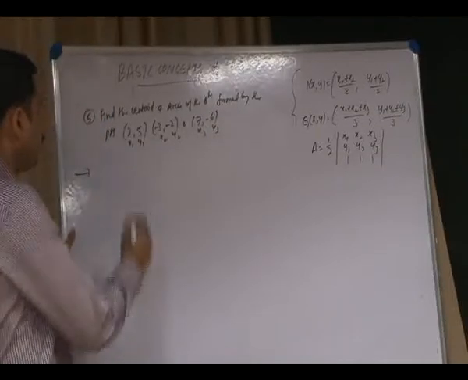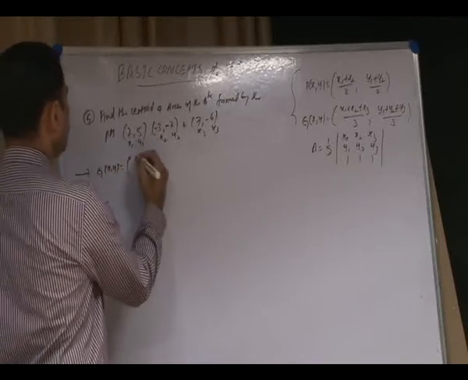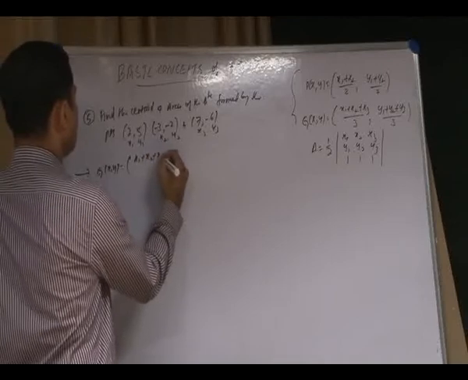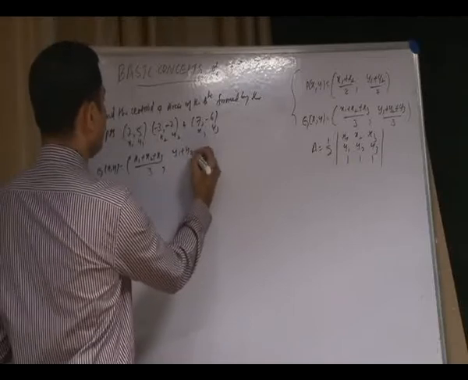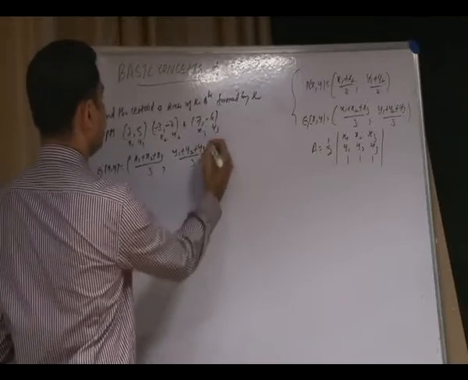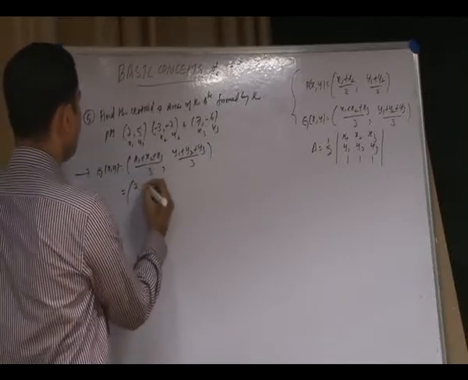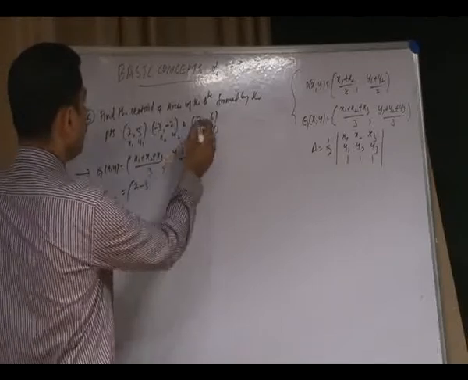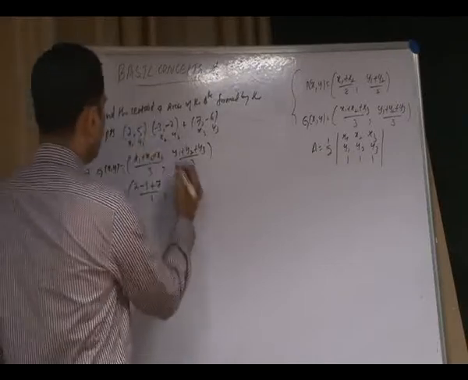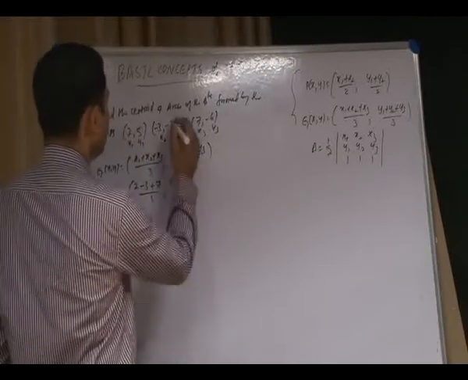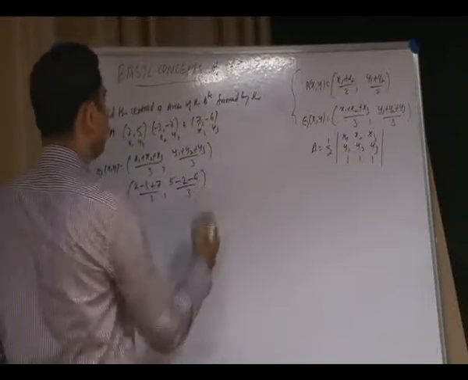So here the centroid of the triangle is given by G(x, y) is equal to ((x1 + x2 + x3)/3, (y1 + y2 + y3)/3). So substituting in this formula, we get x1 is 2, plus x2 is minus 3, plus x3 is 7, divided by 3, comma, y1 is 5 plus y2 is minus 2 plus y3 is minus 6, divided by 3.